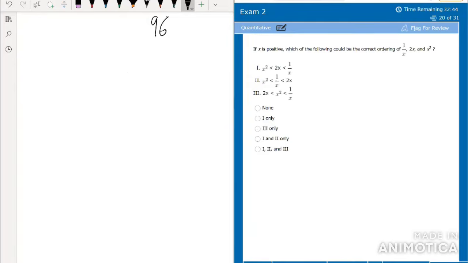Here I'm going to have a sort of number line. I'm going to say x is positive, so we'll start with 0 here. And the first thing I'm going to look for is the equals part. So when 1 over x equals 2x, that tells us that x squared equals a half, so x is 1 over root 2. Okay, so we'll have a point at 1 over root 2. And then 1 over x equals x squared, that tells us that x equals 1. And 2x equals x squared, that tells us that x equals 2.